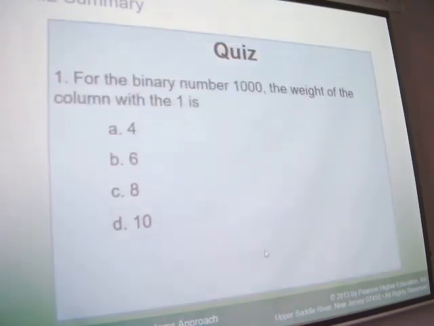Questions. There are 10 questions. For the binary number 1000, the weight of the column with the 1 is C, 8. Yes, 8. The answer is C.